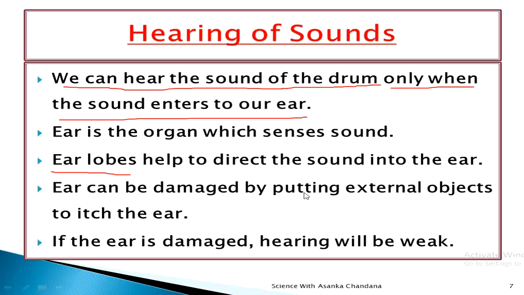Under the hearing of sound, we have learned that we can hear the sound of the drum only when the sound enters our ear. The ear is the organ which senses sound. We have learned that ear lobes help to direct the sound into the ear, and that the ear can be damaged by putting external objects in it to itch. Finally, if the ear is damaged, hearing will be weak.